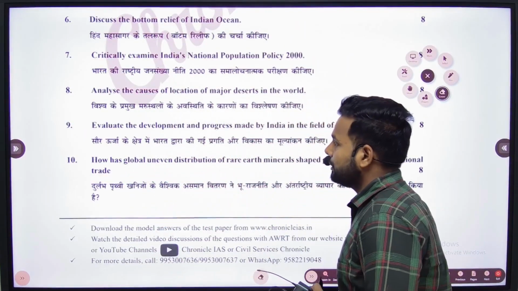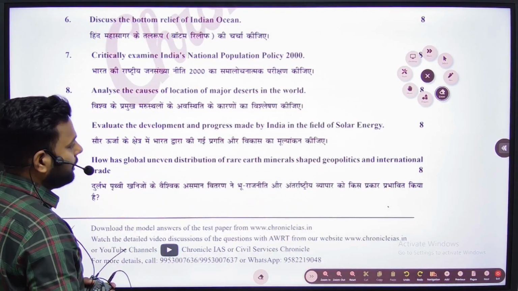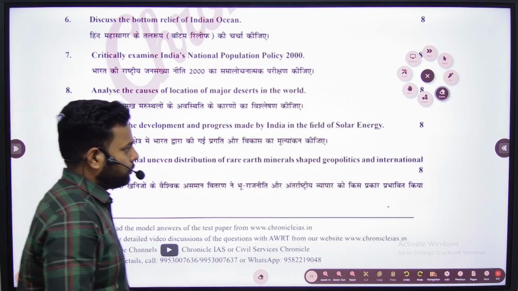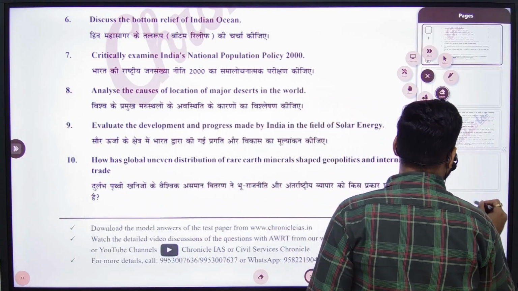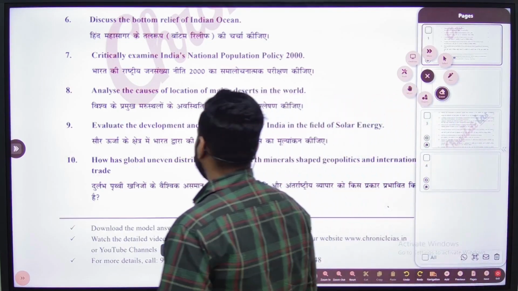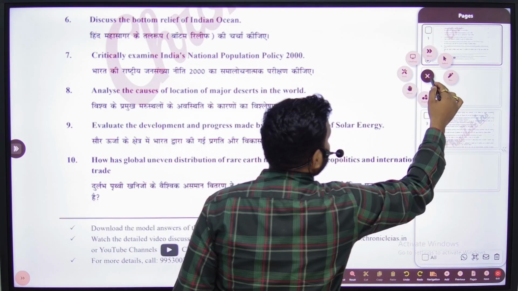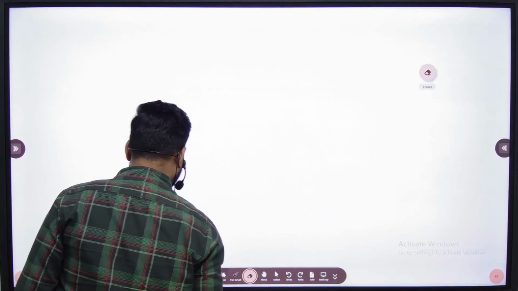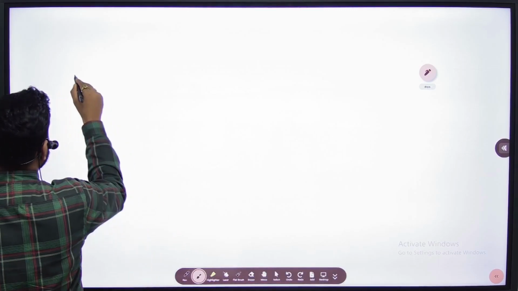Discuss the next question. How has global uneven distribution of rare earth minerals shaped the geopolitics and international trade? So before we discuss this question, firstly I want to tell you one thing that you should keep in your mind. Before solving the question, decoding of the question is a must.